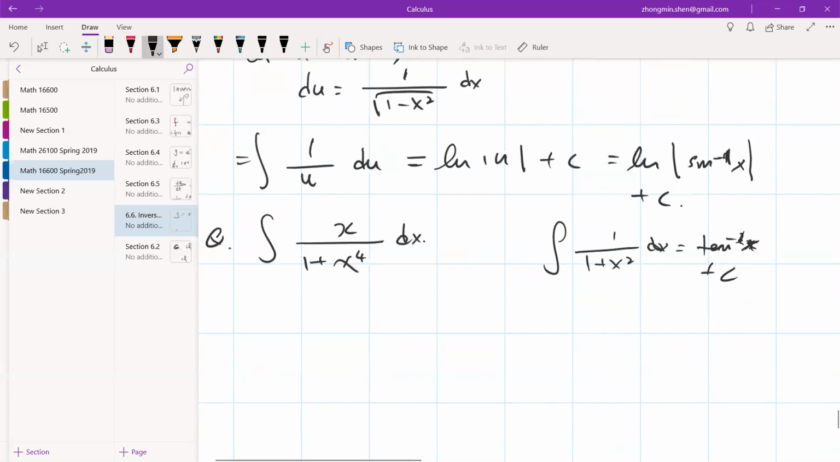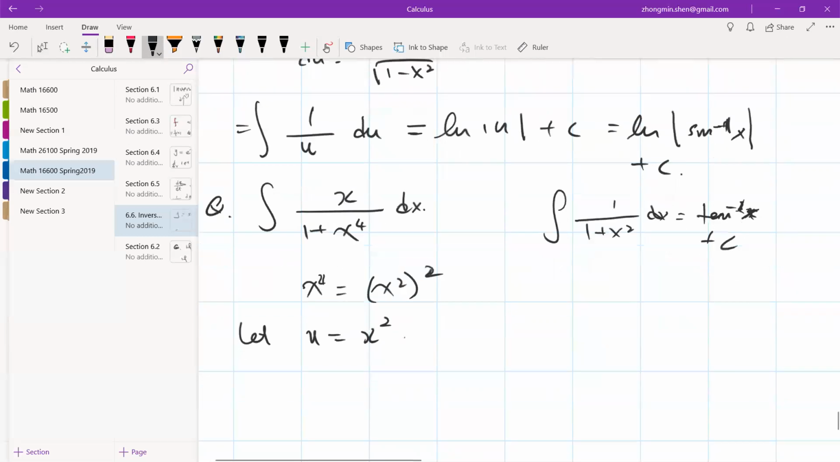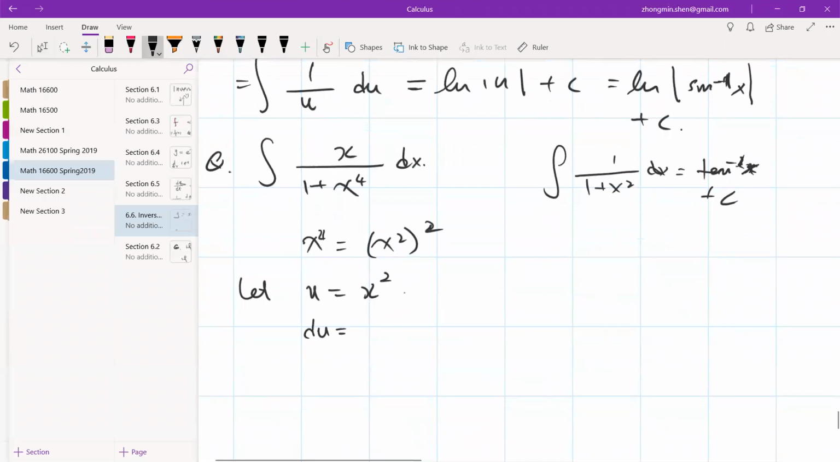So what's the difference? Okay, there's a 1 plus x to the 4th power. X to the 4th power, but anyway, this is going to be x squared squared, right? So it's very natural you let u be x squared. If you do that, then du equals 2x dx.